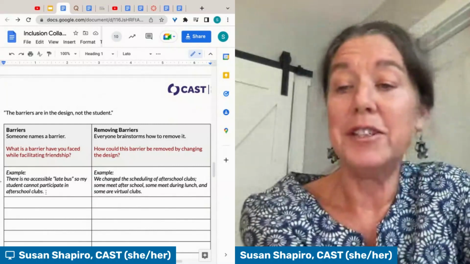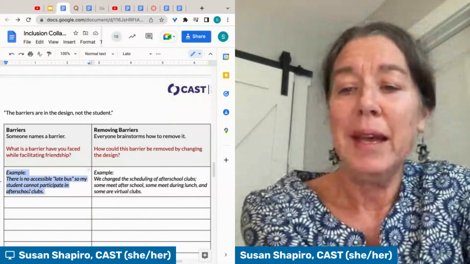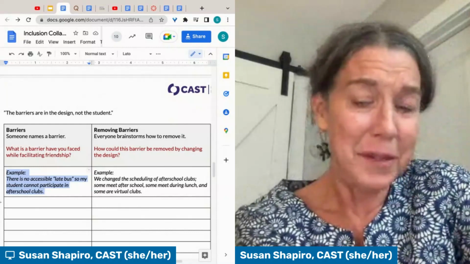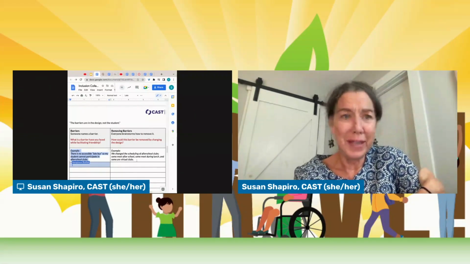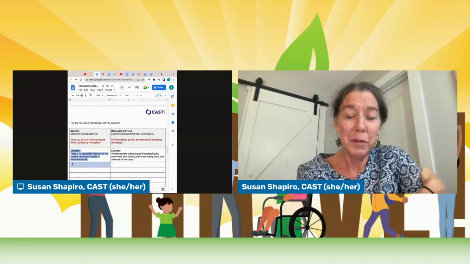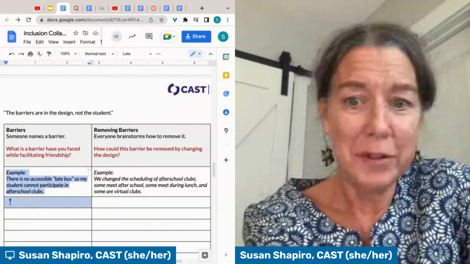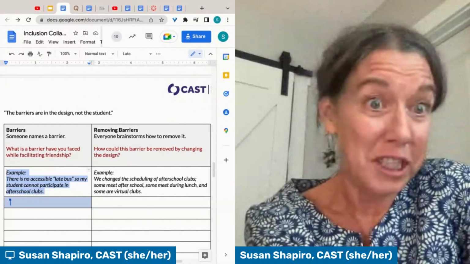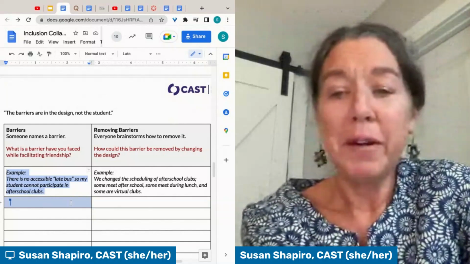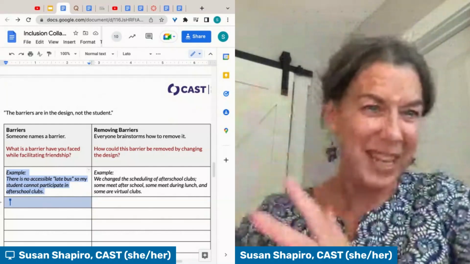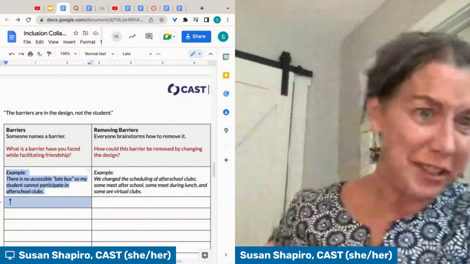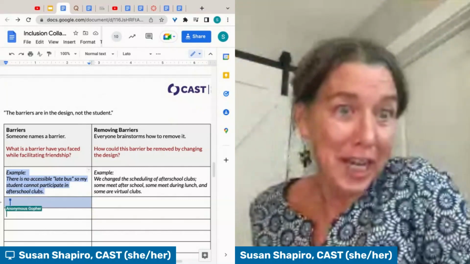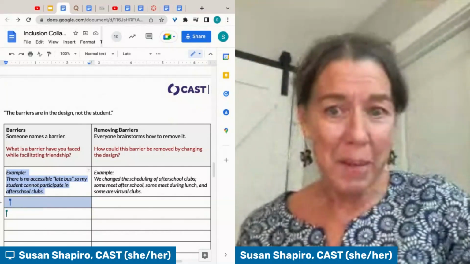So the barrier, I just talked a little bit about this. There's no accessible late bus, so my student cannot participate in after-school clubs, right? And maybe the example of thinking about ways to change it might be, well, we change the scheduling of after-school clubs. We have some meet after school, some meet during lunch, and some are virtual clubs, right? So think about a barrier, and this document will stay open. You can do it during the breaks, during the sessions, throughout the conference if you want to. Maybe people here today can commit to checking back into this document over time.